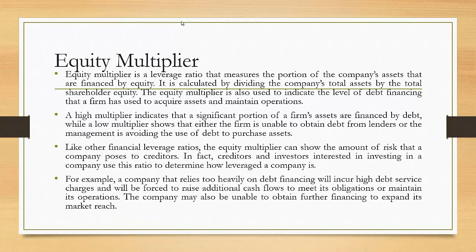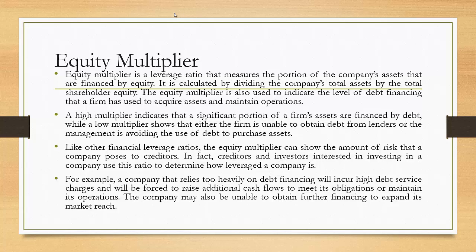The last one under this category is equity multiplier. Equity multiplier is very easy to understand. It is a leverage ratio. It measures the portion of the company's assets that are financed by equity. It is calculated by dividing the company's total assets by the total shareholder equity. The equity multiplier is also used to indicate the level of debt financing that a firm has used to acquire assets and maintain operations.